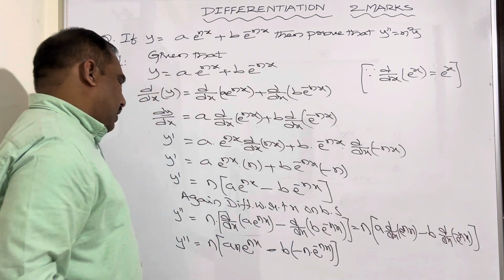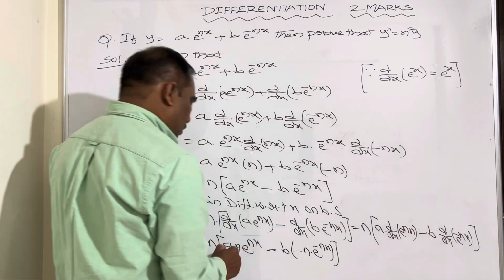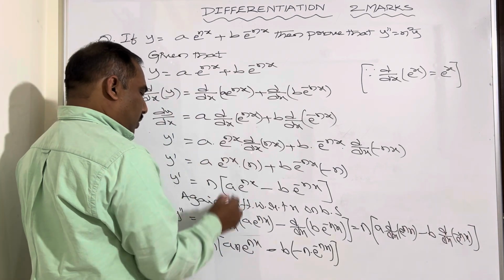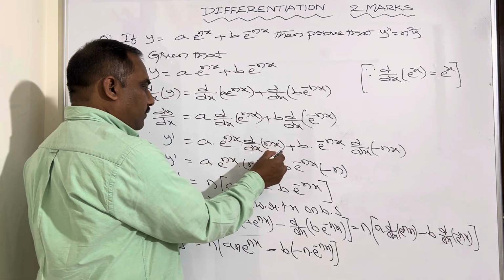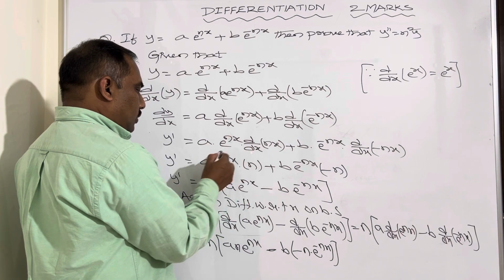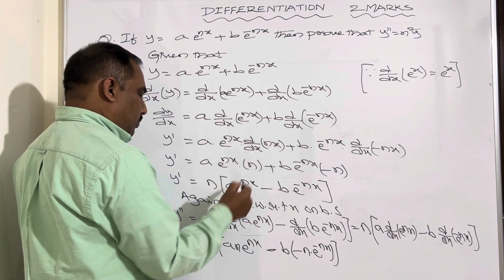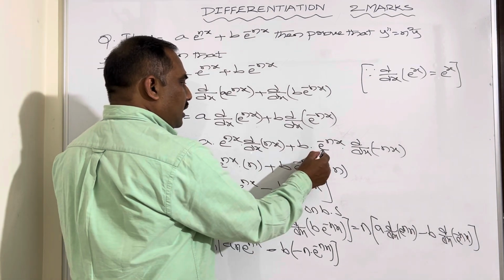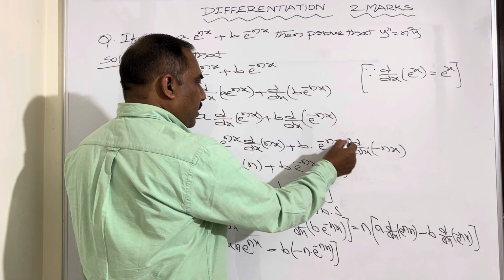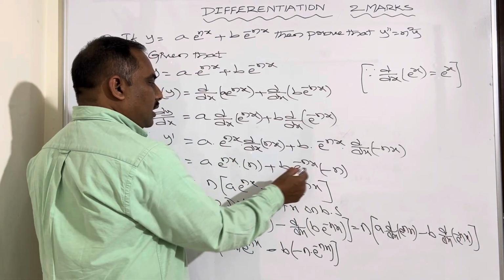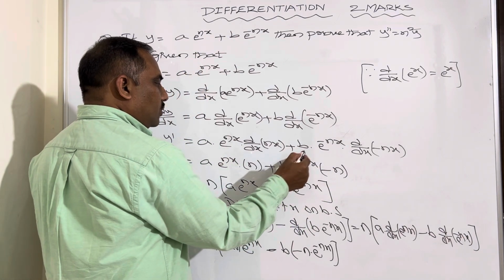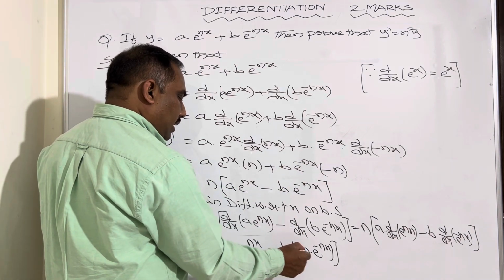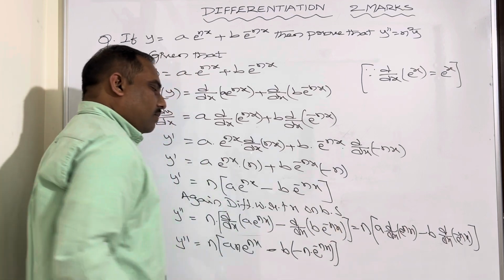Observe carefully here. n into a into e to the power of nx, the derivative is e power nx, and again d by dx of nx, the derivative is n. So finally we get n into e to the power of nx, so I wrote it directly. Similarly for b into e to the power of minus nx, we get minus b into n into e to the power of minus nx, so I wrote directly minus n into e to the power of minus nx.